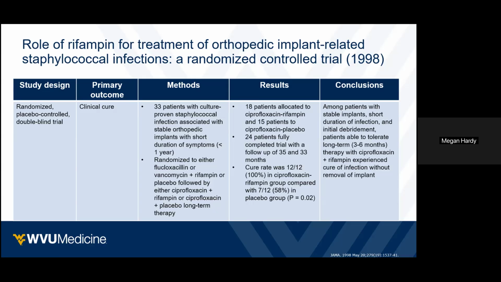Patients were randomized to receive flucloxacillin or vancomycin plus rifampin or placebo, followed by either Cipro plus rifampin or Cipro plus placebo long-term. The results demonstrated that 18 patients were allocated to the Cipro rifampin group and 15 patients to the Cipro placebo group. 24 patients fully completed the trial with a follow-up of 35 and 33 months. Cure rate was 12 out of 12, so 100%, in the Cipro rifampin group compared to 7 out of 12 in the Cipro placebo group.